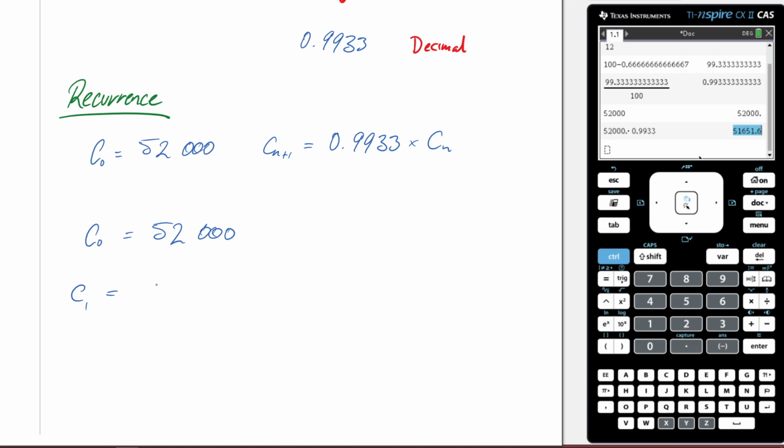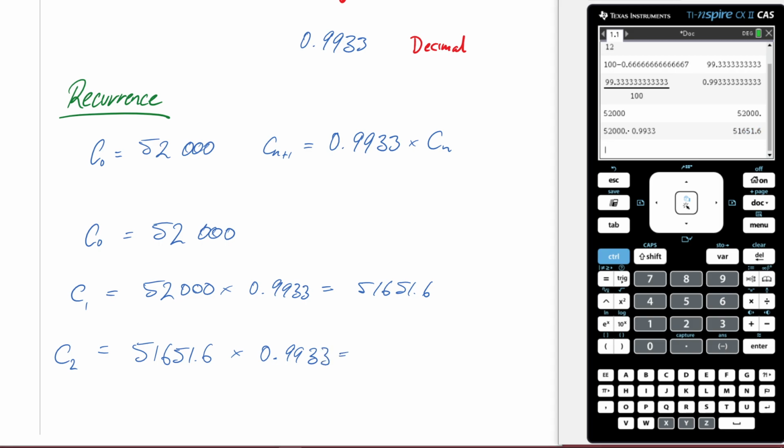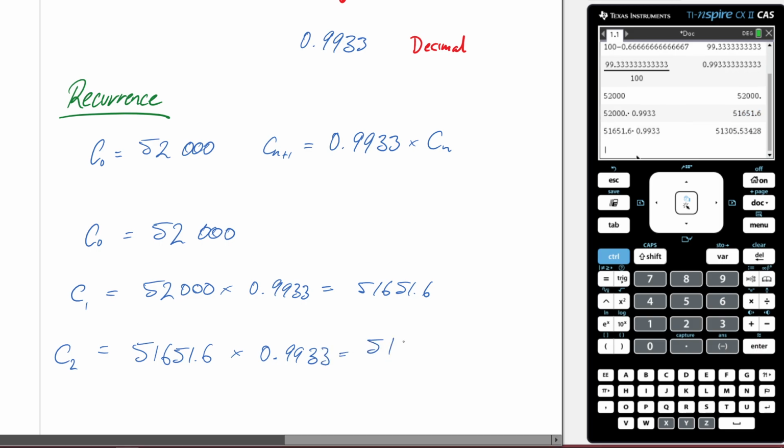And actually, let me show you the calculation that I've done here. I've gone 52,000. I've times that by 0.9933, and that's given me 51,651.6. To figure out what it's worth after the second month, I take this value here, 51,651.6, and times it by 0.9933. And that gives me 51,305.53428.